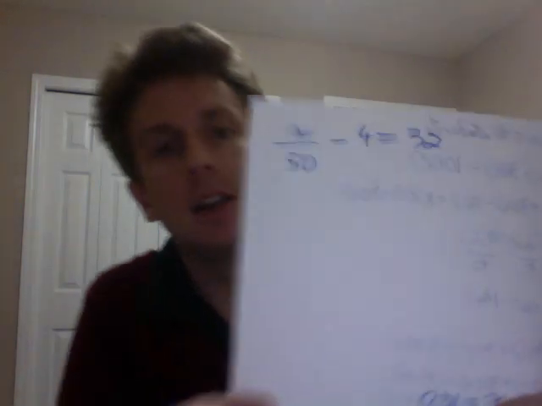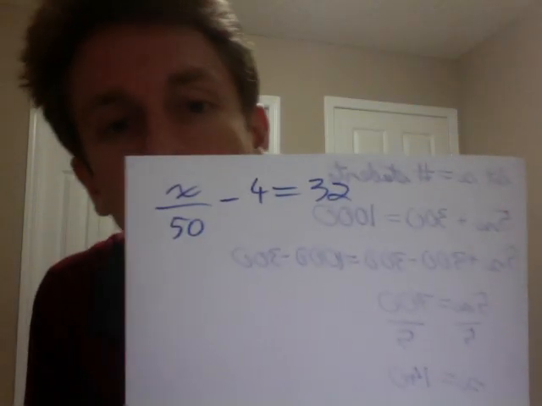Okay, so just to give you another example of a two-step equation, I'm not even going to bother making it a word problem. I'm just going to give you the equation. We're going with x divided by 50 minus 4 equals 32. Why not? Okay, so we need to solve for x.